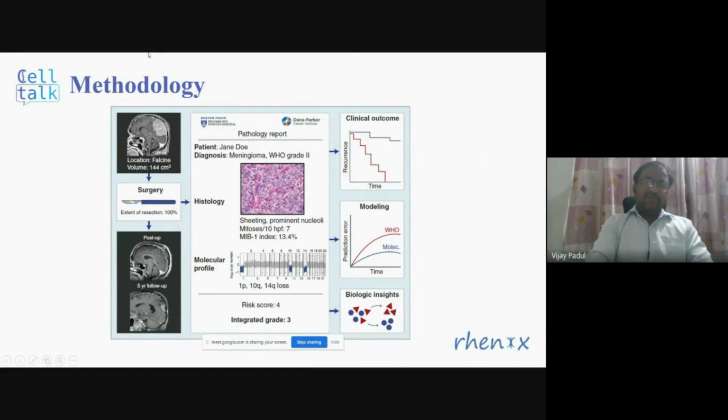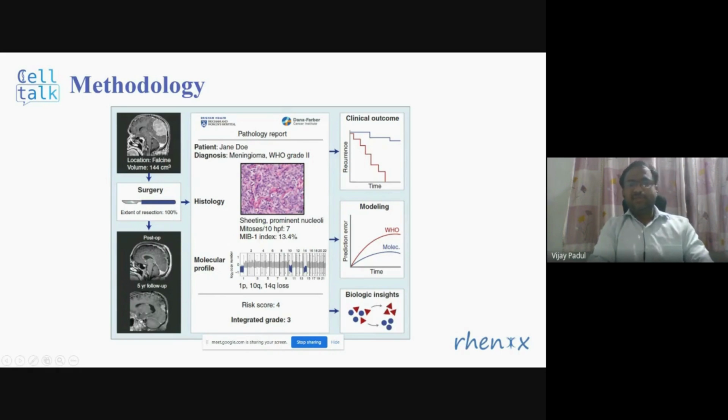As you can see here, this is one particular case that they have taken as a representation. As a meningioma tumor is growing in this scan image, they have identified the location of that tumor, then the volume, then the surgical resection, how much of it was resected, whether it was a complete resection or a subtotal resection, where only a part could be removed because of some surgical complications, and then what post-operative treatment was given, and this was followed up to 5 years. Then the diagnosis, as it is made by histopathological diagnosis.